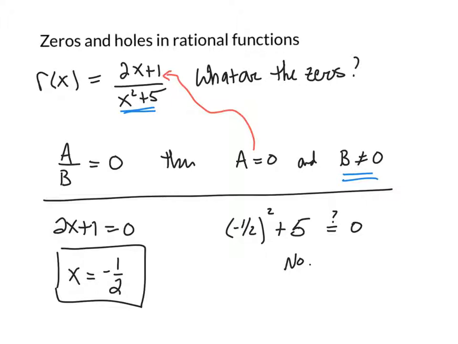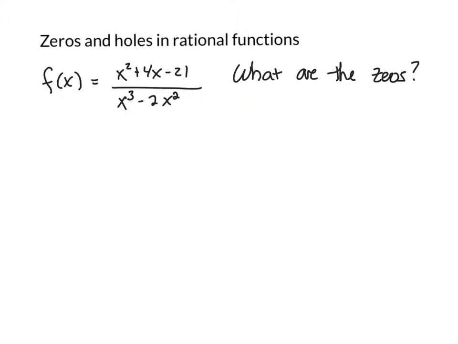And so the zero quotient property is a very powerful tool for us, and I'll run through a couple examples showing how to use it. All right, here we go. Here's another function. f of x is my function. It's a rational function, x squared plus 4x minus 21, all divided by x cubed minus 2x squared. And the question is, what are the zeros of this function?